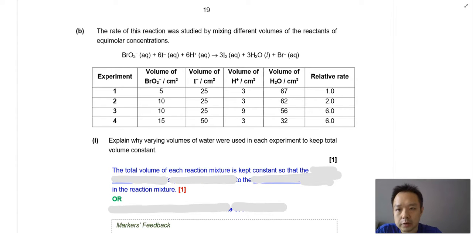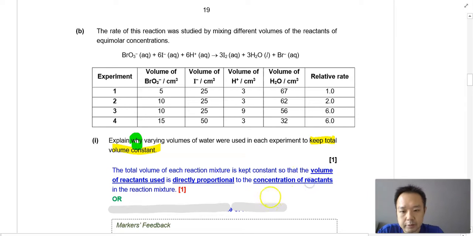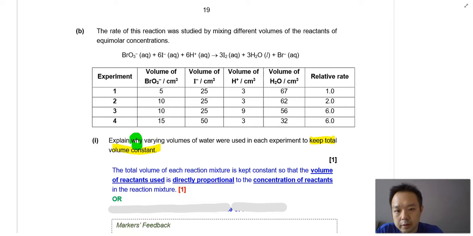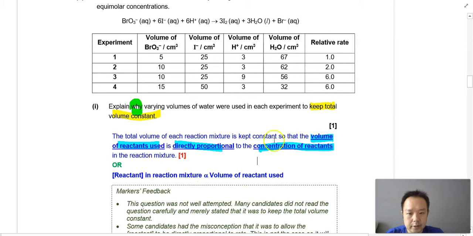constant. The question already indicates that total volume is kept constant, and the question demands a reason why. So this is to keep total volume constant, right? Because by adding different amounts of water, we can establish that volume of reactant used is directly proportional to the concentration of reactants. Alternatively, you can also say that concentration of reactants in the reaction mixture is proportional to volume of reactant used. So either in prose or in equation.